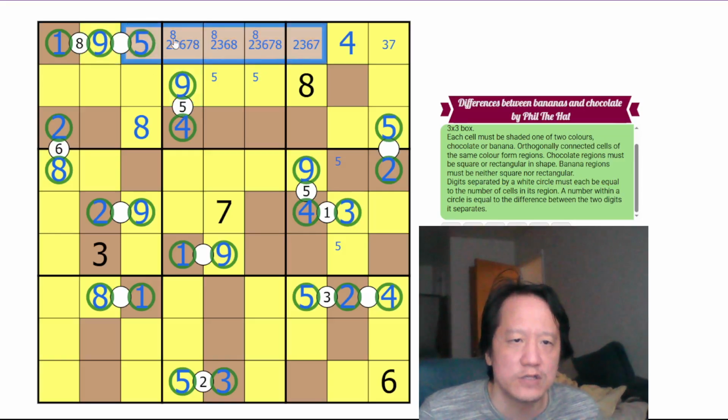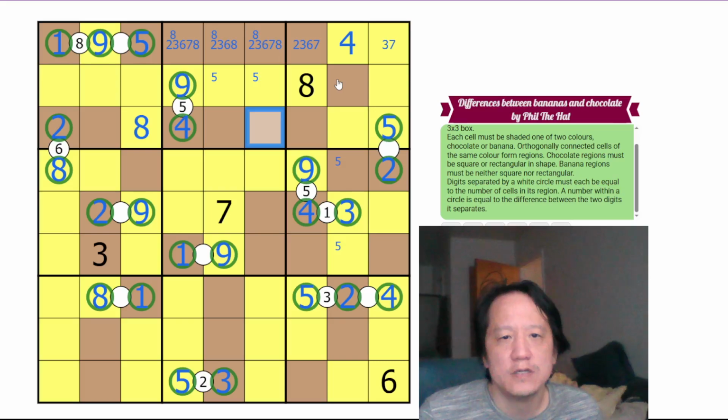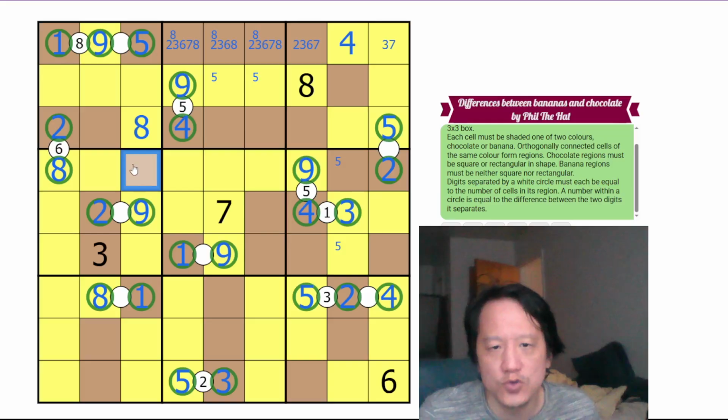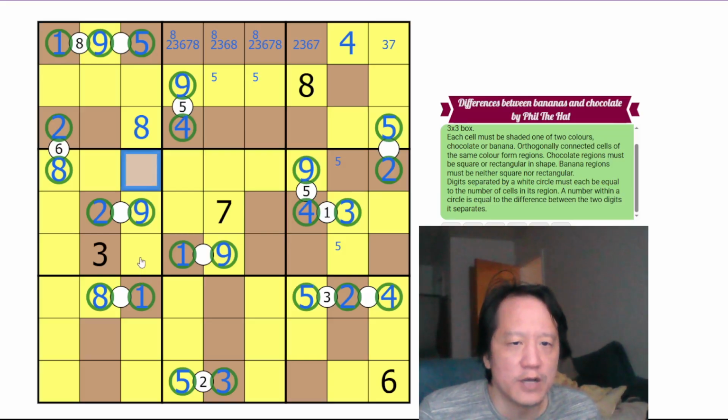Size 5 chocolate. Chocolate square. Size 5 banana. Size 4 chocolate. Size 2 chocolate. Size 8 banana. Size 2 chocolate. This is a 1 size square, but we don't have to have a circle next to it.